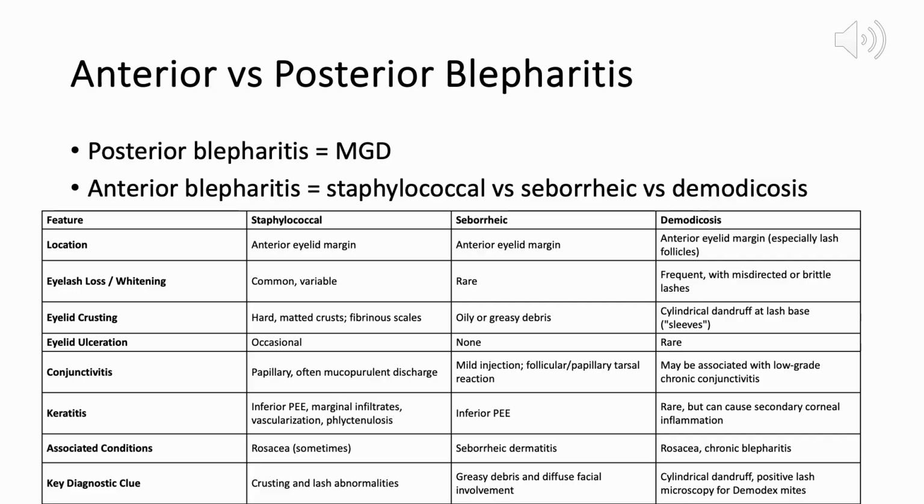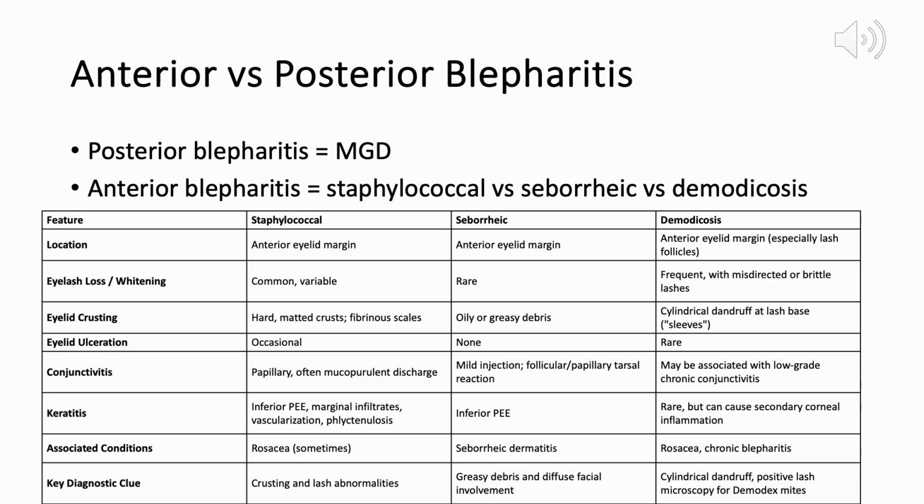Crusting varies by type. Staph presents with hard, matted crusts or fibrinous scales. Seborrheic shows greasy debris. Demodicosis has cylindrical dandruff or sleeves at the lash base. Ulceration is occasionally seen in staph, but rare in the others. Conjunctivitis may occur in all types. Staph is often mucopurulent, seborrheic produces mild injection, and demodicosis may cause low-grade chronic conjunctivitis. Keratitis tends to be more severe with staph, including marginal infiltrates and vascularization. The others are milder but can still lead to punctate erosions or inflammation.